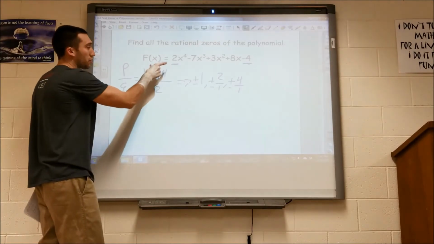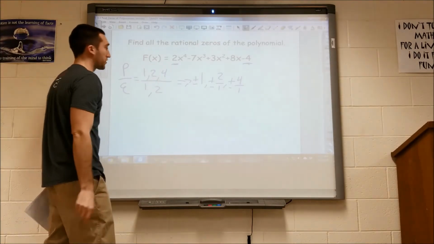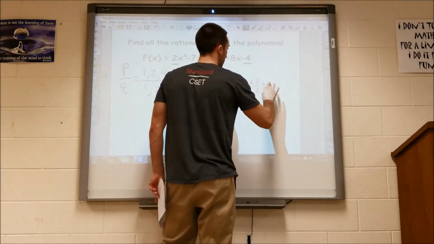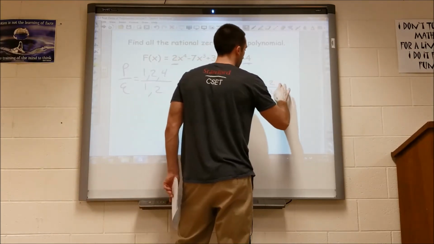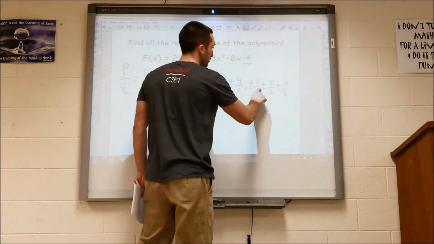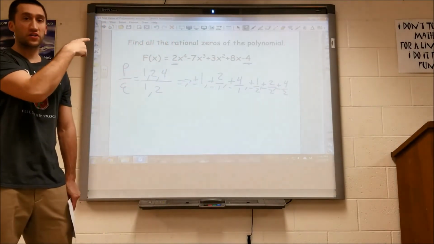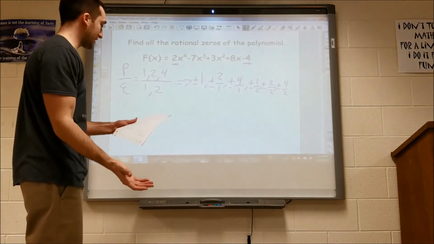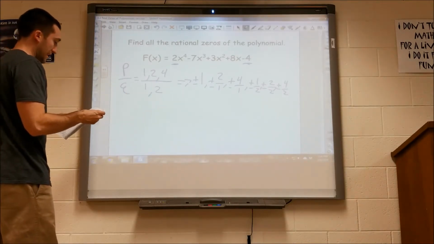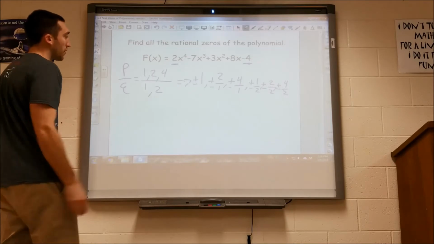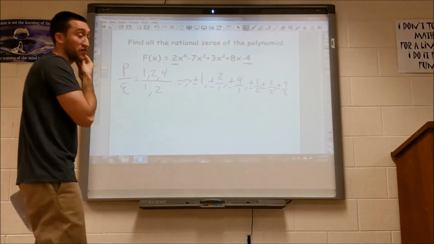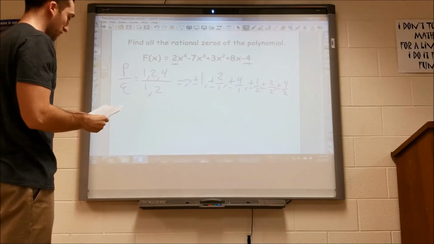Then remember, I have to take all these factors and divide them by the second factor of my q as well. So that gives me plus or minus 1 divided by 2, plus or minus 2 divided by 2, and plus or minus 4 divided by 2. So now those are all the possible zeros this function can have. So, just like the last example, I'm going to go ahead and start plugging in my zeros and seeing if I can find a zero where, when I evaluate at that number, I get 0 value for my function.